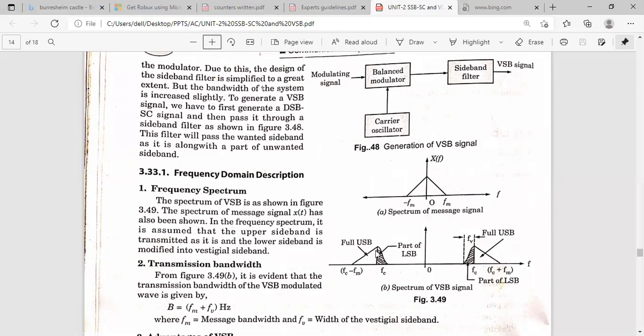Here you may observe that the dotted line represents the center frequency FC, and these two are the upper sideband. The thick line is the full upper sideband. Along with the upper sideband, it also transmits some portion of the lower sideband to the output. What do we call this? We call it the vestige.